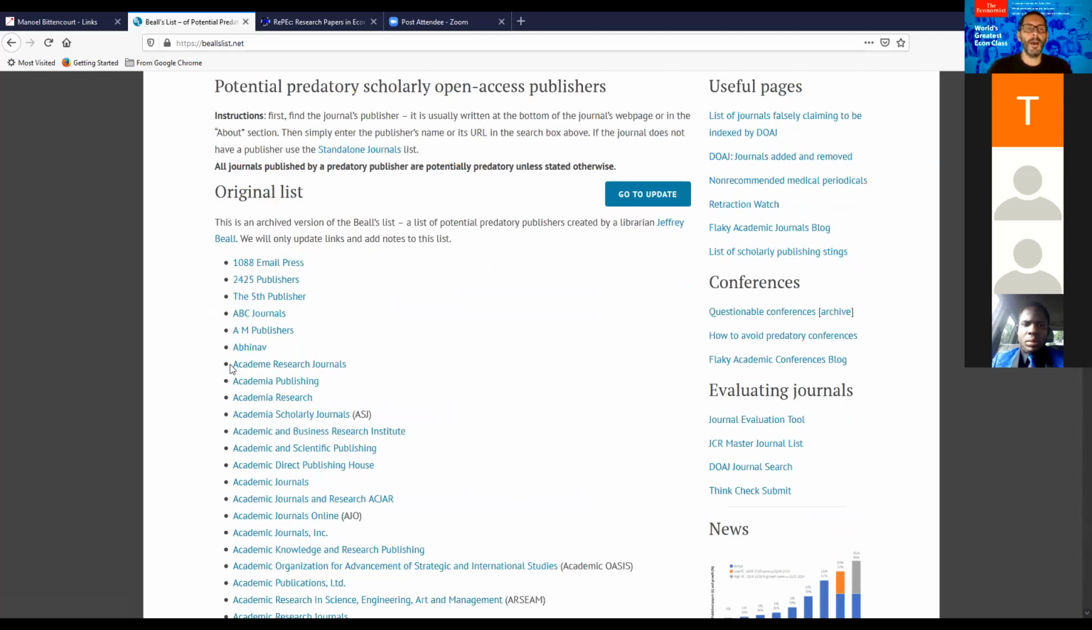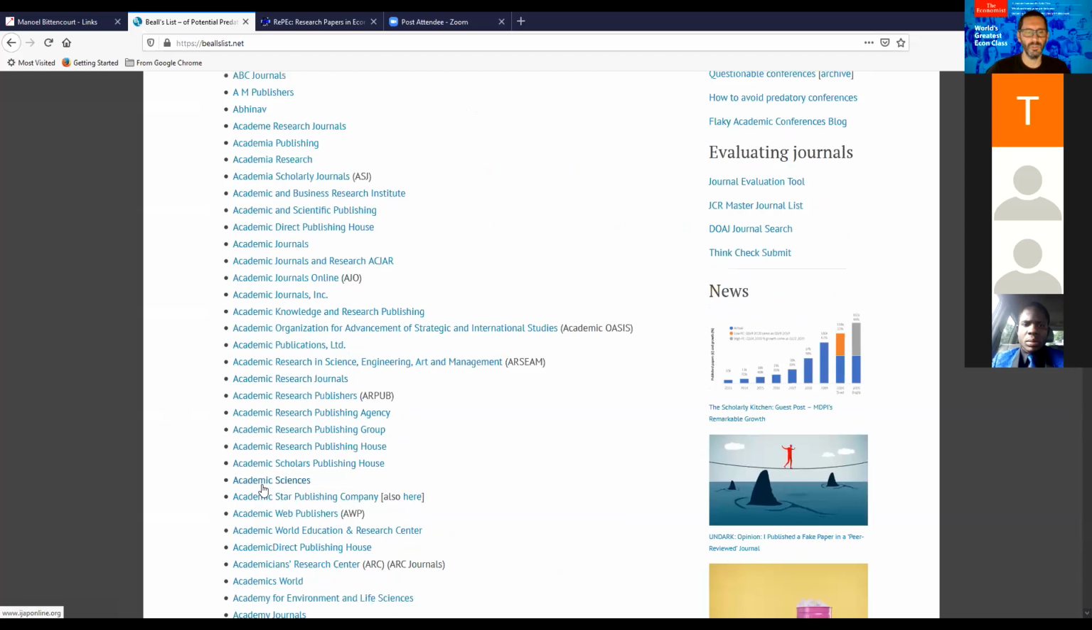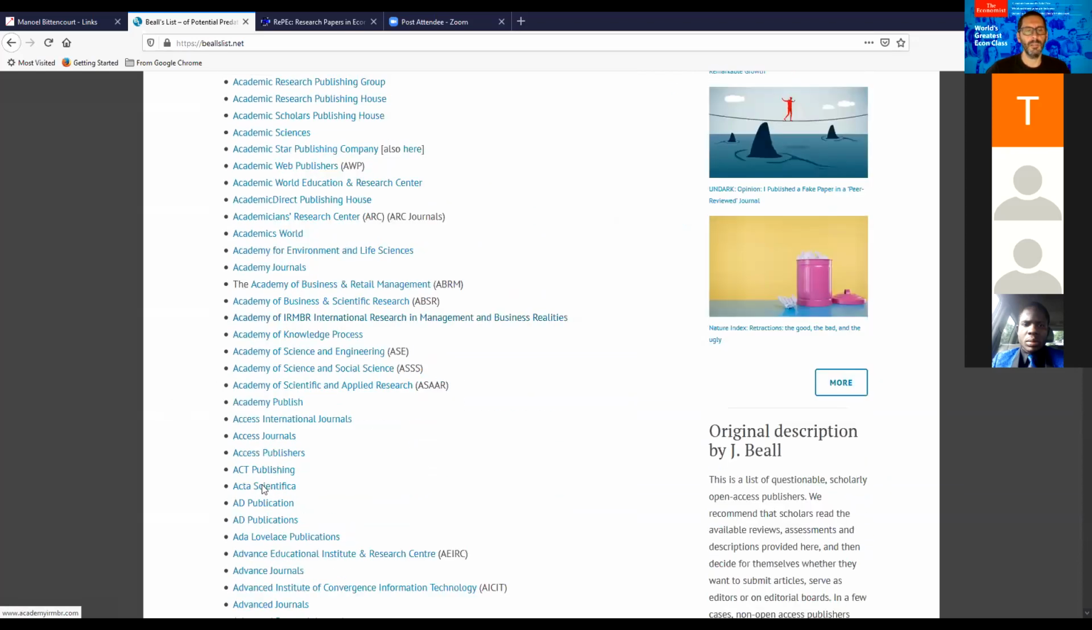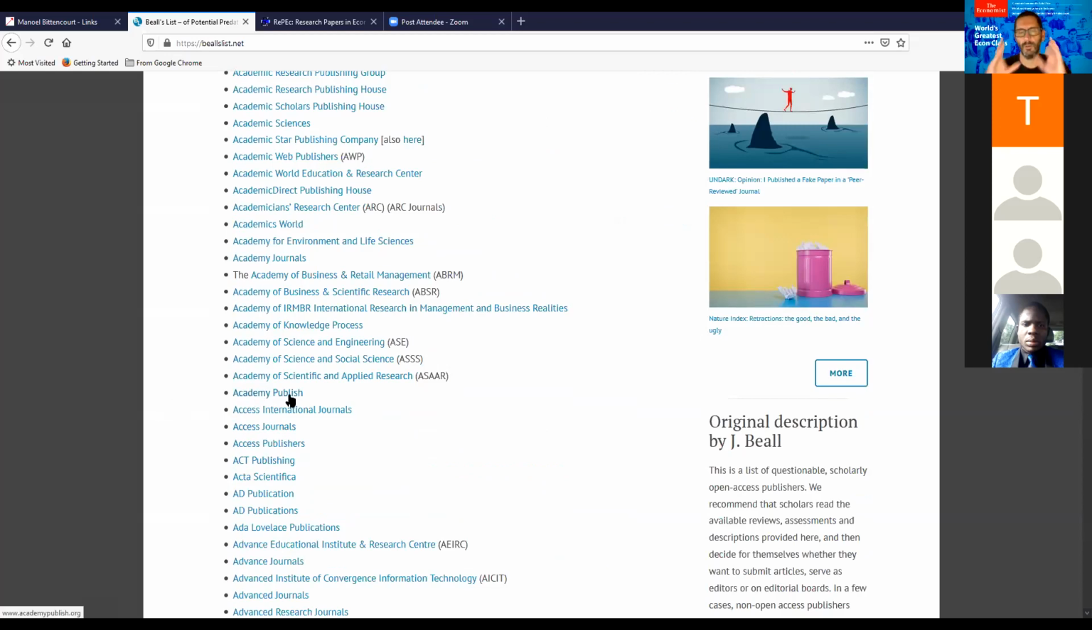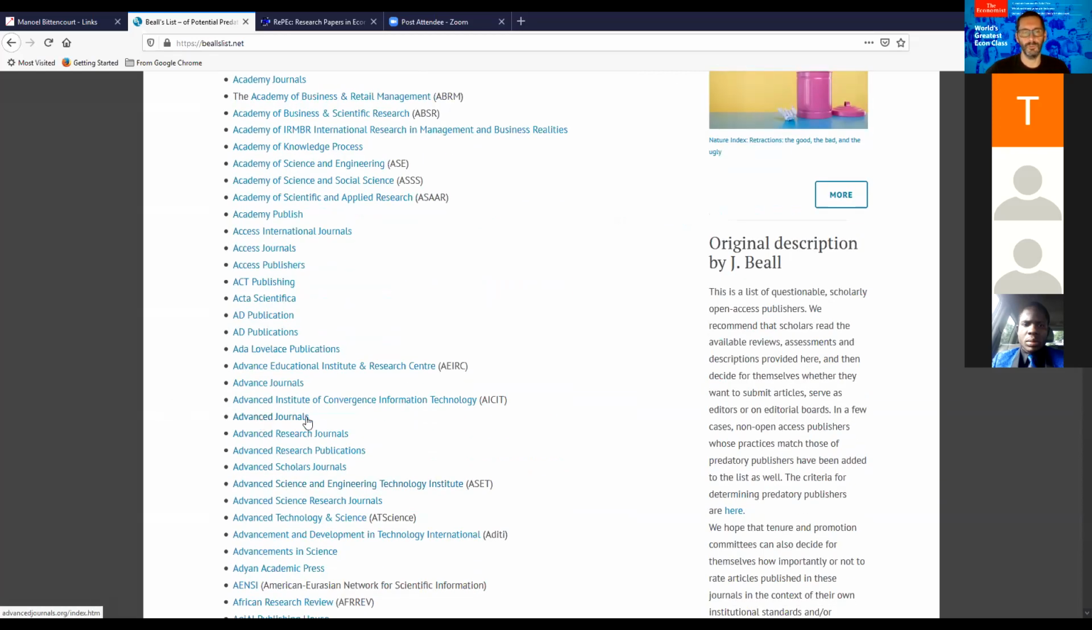The names are kind of obvious, right? And they're always very similar: Academia Publishing, Academia Research, Academia Scholarly Journals, Academic. The names of the publishers are very similar because essentially that's how the business model works. There is Academy Publish, kind of weird names. Acta Scientifica, right? Advanced Journals. Which journal is not advanced, right? But there are also Advanced Journals and Advanced Journals, and so on and so forth.